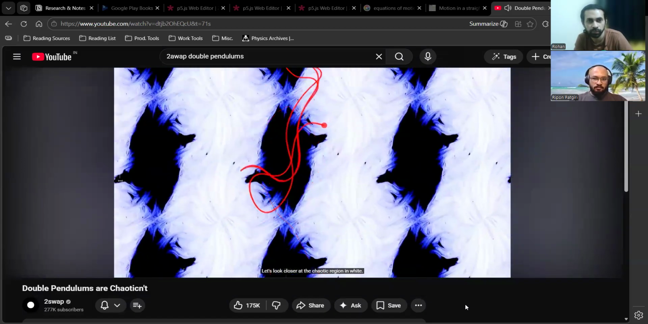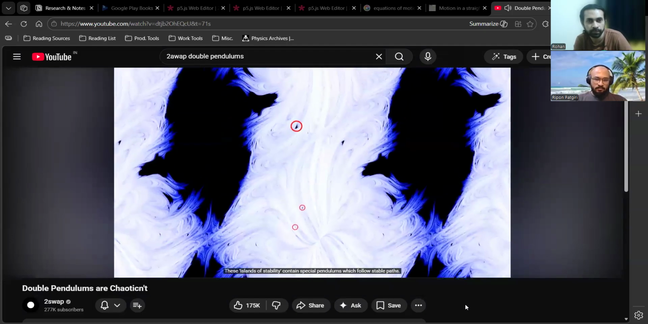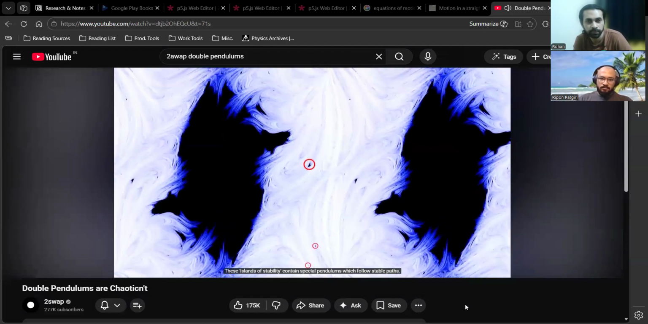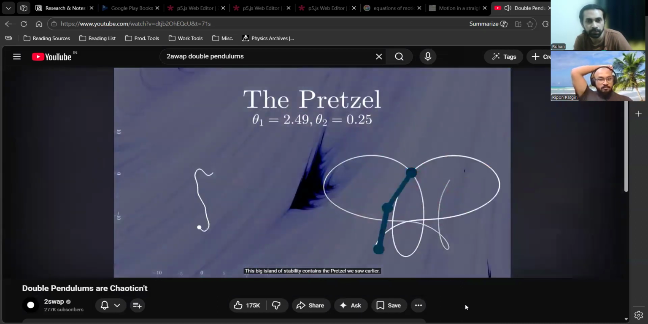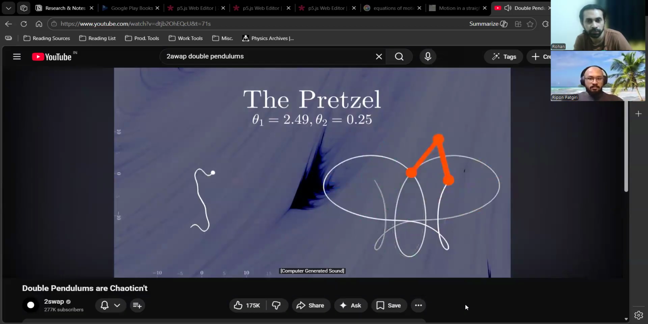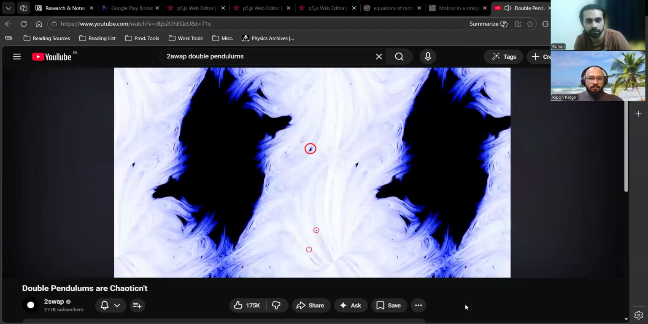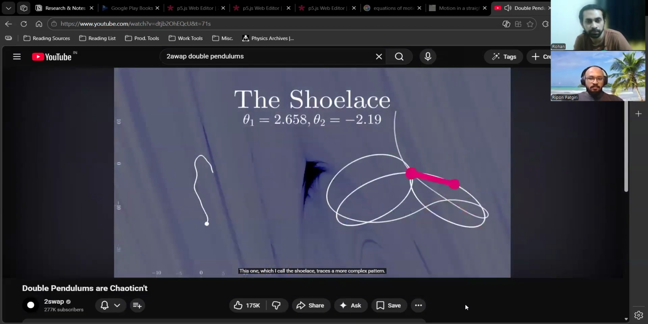Let's look closer at the chaotic region in white. There are a few spots of black in here. These islands of stability contain special pendulums which follow stable paths. This big island of stability contains the pretzel we saw earlier. This one, which I call the shoelace, traces a more complex pattern.